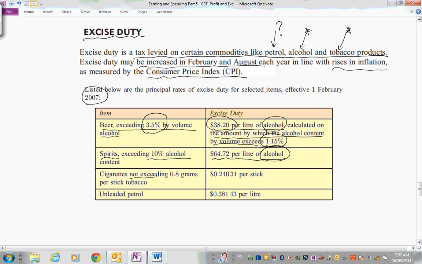Cigarettes, not exceeding 0.8 grams per stick of tobacco. So it's per stick of tobacco. Okay, so it's on the tobacco content there. Unleaded petrol, 38 cents a litre. It's higher now.